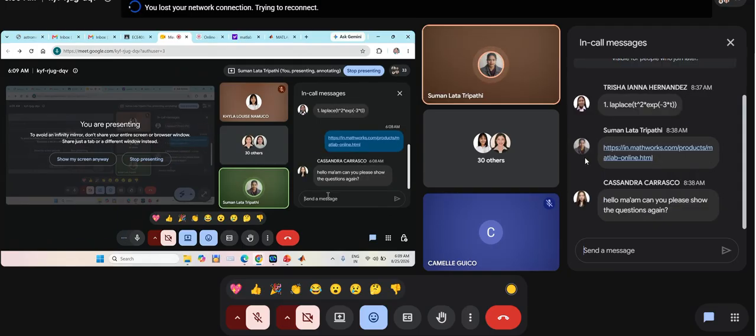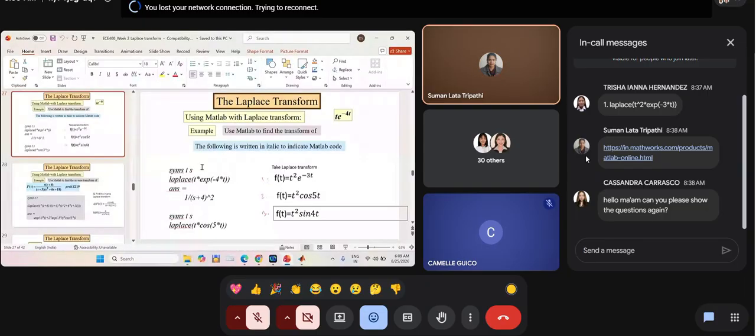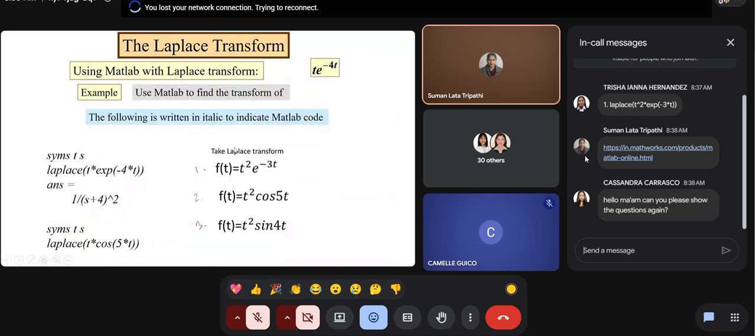Risha, can you please show the question again? Okay. Here is the question. This one. One, two, three. There are three questions. I hope my screen is visible. Is this visible? Just like I have demonstrated with MATLAB, you should also do the same thing in MATLAB.